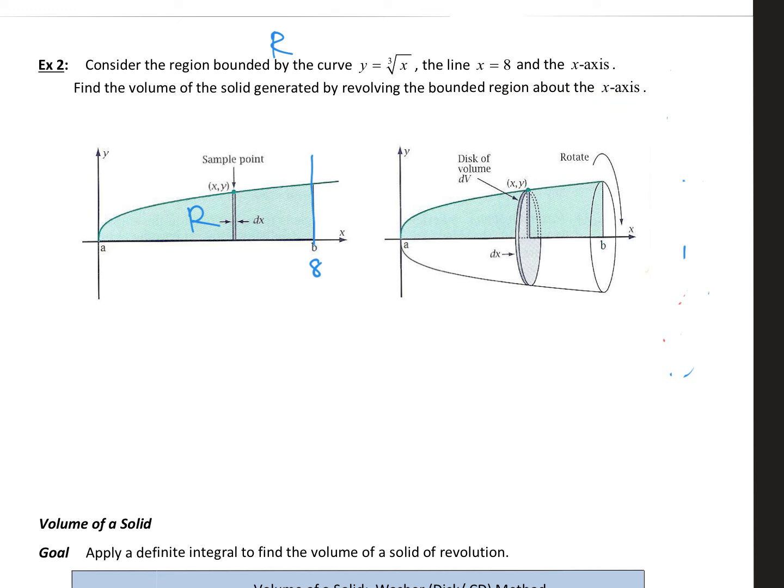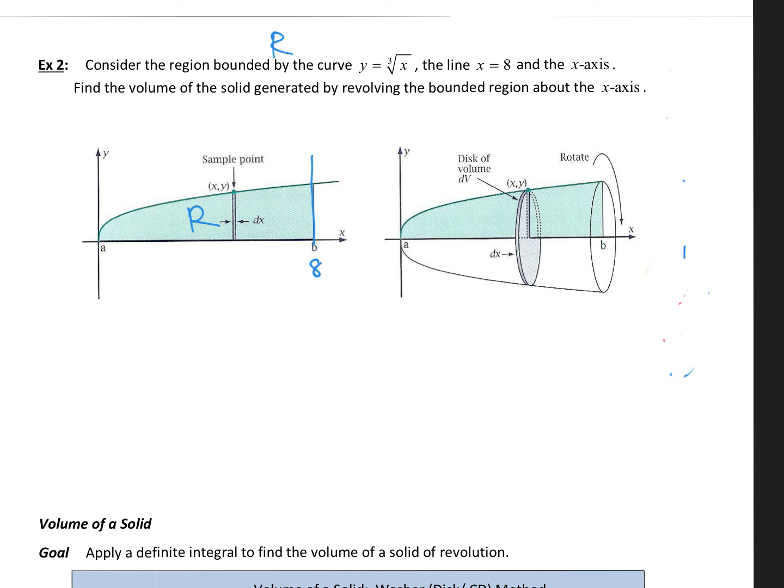So imagine, just like the water bottle, imagine I'm rotating it about the x-axis, right? So this part will rotate around like this. This part will rotate around like this. This part doesn't really have a rotation. Here it goes, rotating around like this. So you're going to get something like this, right?